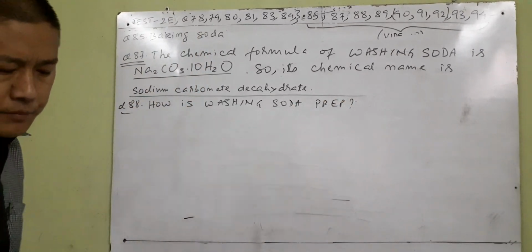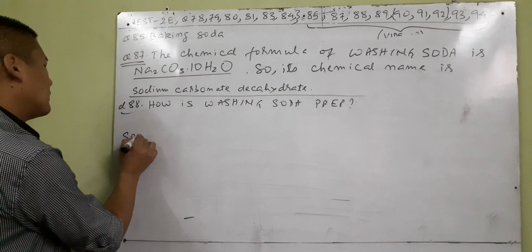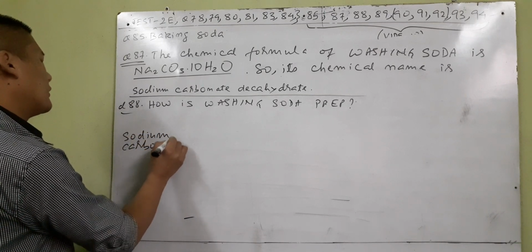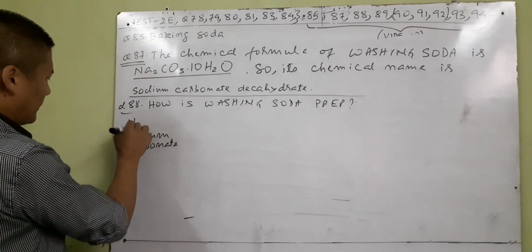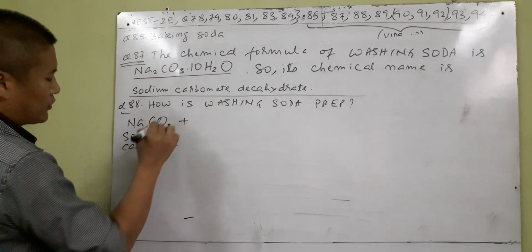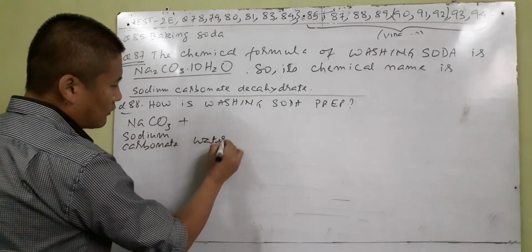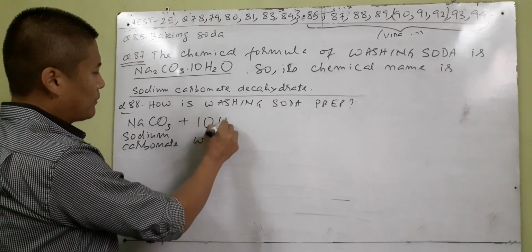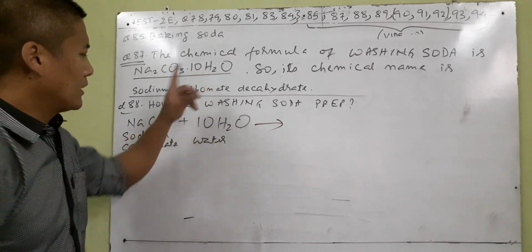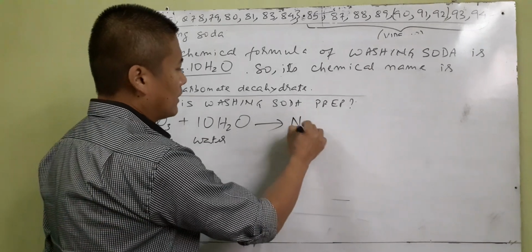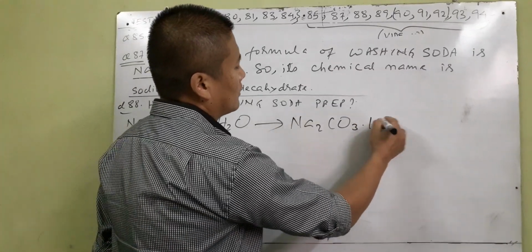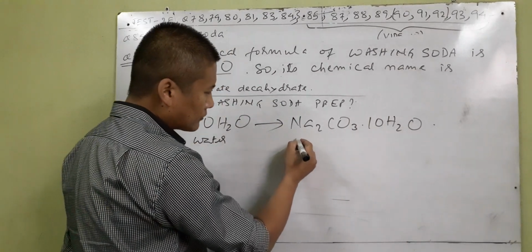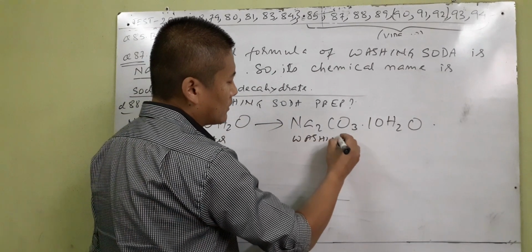Now this is how washing soda is prepared. It's prepared from a very common, readily available cheap substance called sodium carbonate. You can get the clue from the formula itself. You take Na2CO3 and add a properly calculated amount of water. Each molecule will then take up 10 water molecules. So these join, and you get Na2CO3·10H2O, which is washing soda.